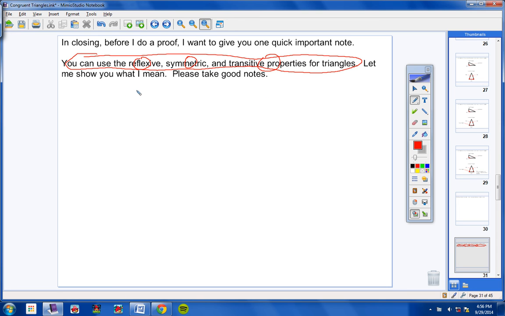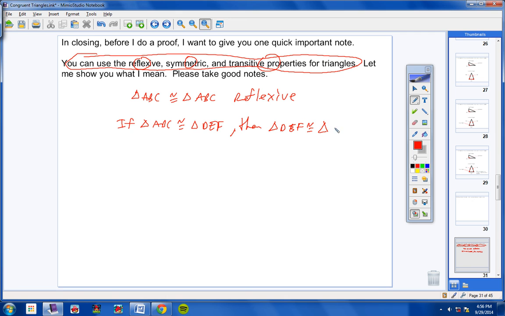Let me show you what I mean, real quick here. Write this down. I can say triangle ABC is congruent to triangle ABC, and that's called the reflexive property. That's an example of that. Write that down, please. I can state if triangle ABC is congruent to triangle DEF, then triangle DEF is congruent to triangle ABC. Do you remember what that's called? That's called the symmetric property. So make note of that. I'm giving you examples of these.